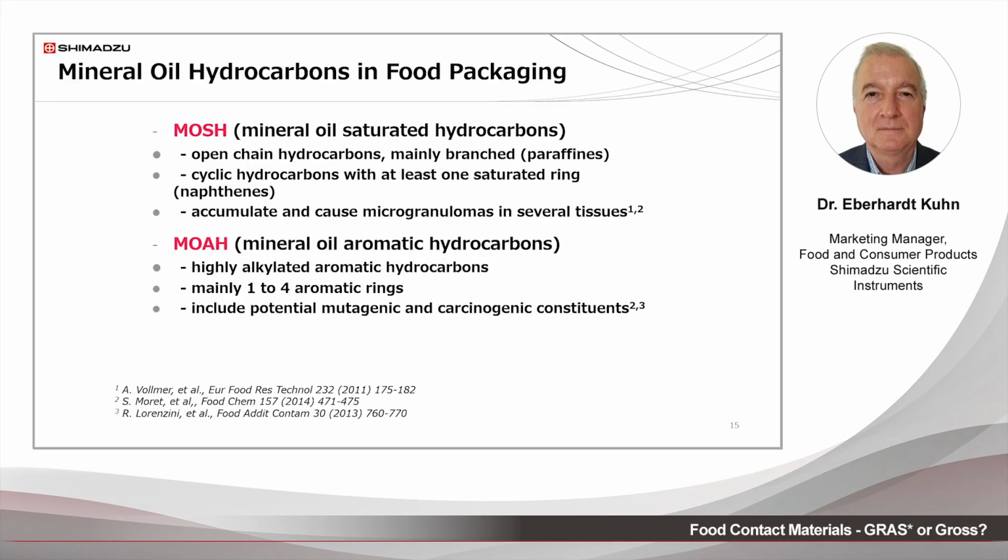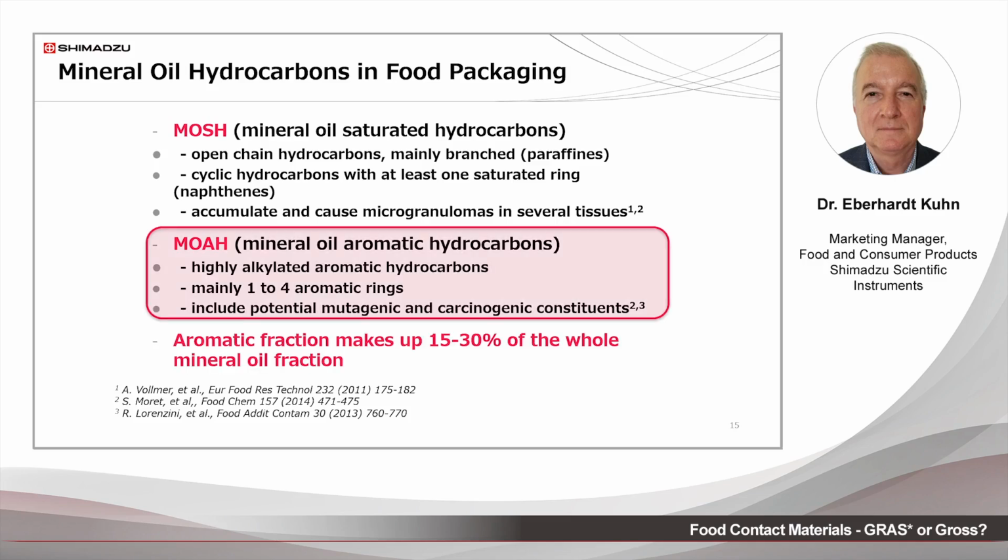Let's look at the mineral oil hydrocarbons in food packaging. There are two fractions, the MOSH and the MOAH fraction: the mineral oil saturated hydrocarbons and the mineral oil aromatic hydrocarbons. It's the latter one that includes some potentially mutagenic and carcinogenic constituents. That's the one we want to focus on, and they do make up to a third of the entire mineral oil fraction.